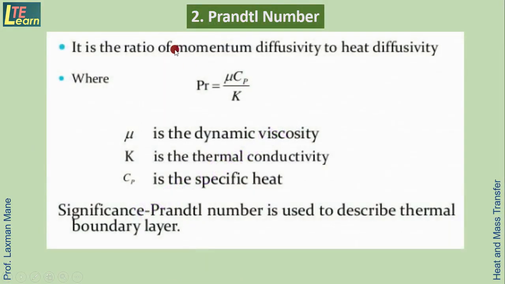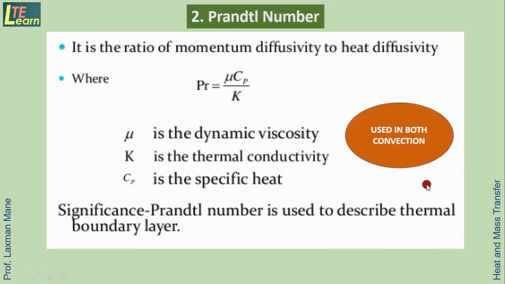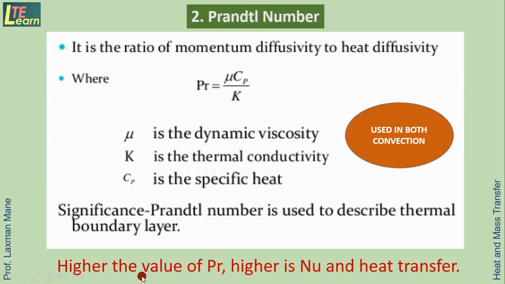Prandtl number, which is the ratio of momentum diffusivity to heat diffusivity. It is written as Pr equals mu Cp by k, where mu is the dynamic or absolute viscosity, k is the thermal conductivity and Cp is the specific heat. It is used in both types of convection. Prandtl number is used to describe thermal boundary layer. Higher the value of Prandtl number, higher is Nusselt number and heat transfer.